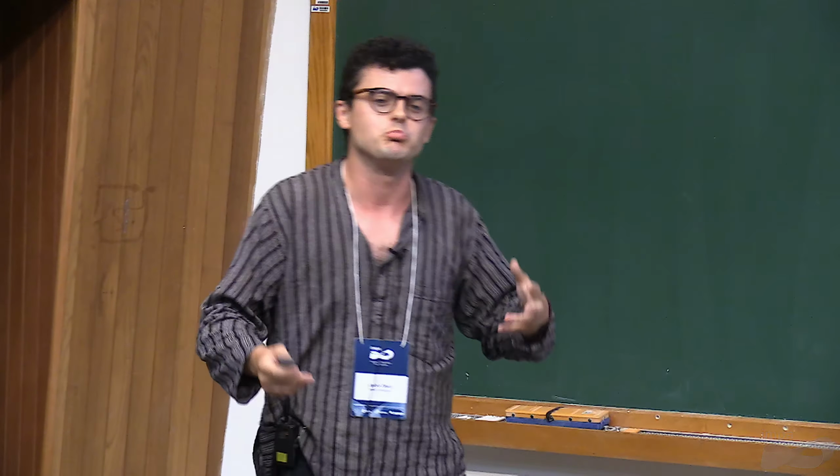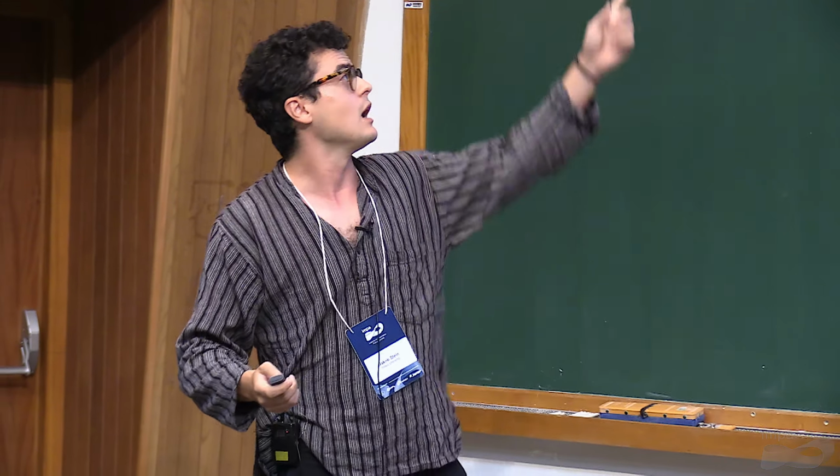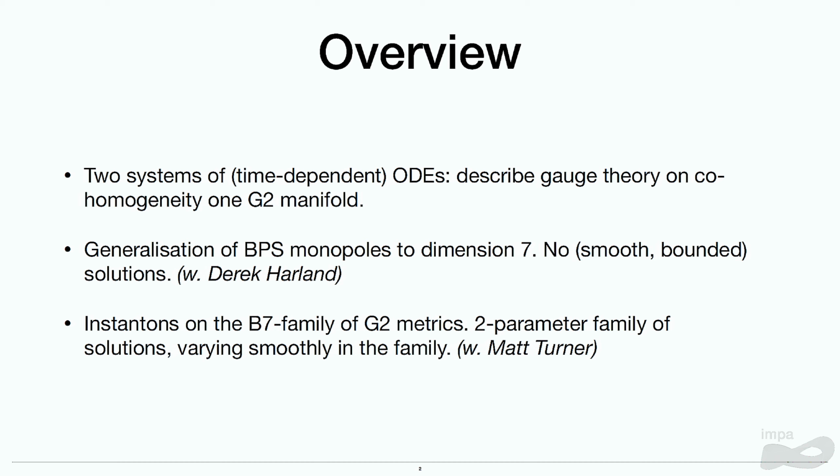I thought it's interesting enough to talk about, but because it's a negative result and we want to cheer ourselves up, I'm also going to talk about instantons on a family called the B7 family of G2 metrics, and there we do get solutions. It's a two-parameter family of solutions for each member of the family, and what will be of interest is how that two-parameter family varies as you vary in the family of metrics. I should say that both of these are ongoing projects. The first was with Derek Harland at Leeds, and the second is with Matt Turner, who was until recently at Bath.